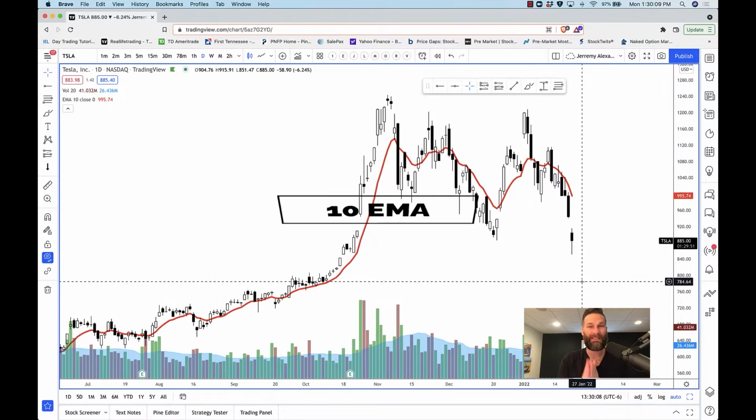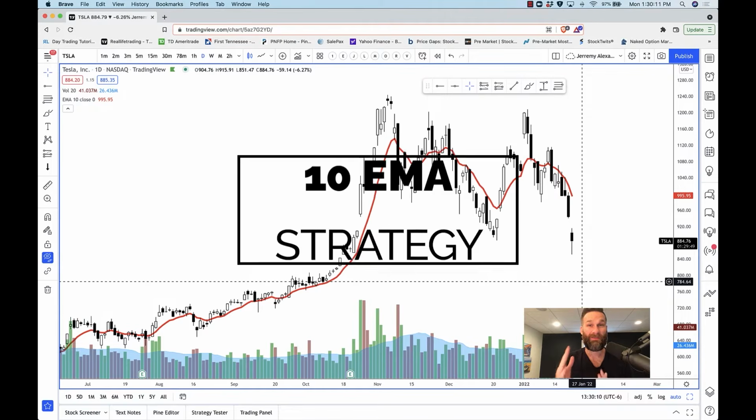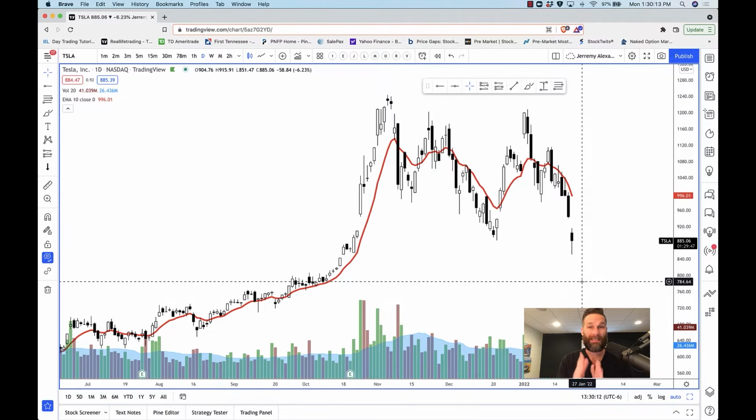All right, friends and family, here's what I got for you. This is the 10 EMA strategy. What we're looking for is very simple. We are using a 10 EMA on any time frame. We are looking for a bullish candle to close below the moving average or a bearish candle to close above the moving average. Once that happens, we get in with a breakout past that candle. This can be used on any time frame.